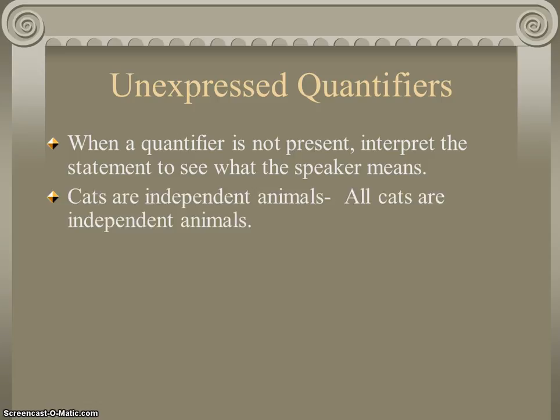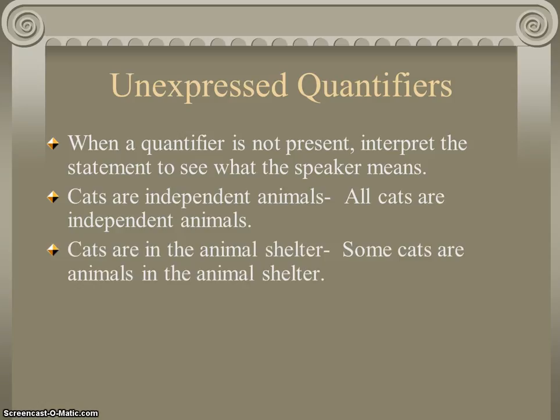So a couple examples. Cats are independent animals. Here we're asking, what does the speaker mean? That's what we have to think about. What is the speaker trying to say? So interpret the statement that we see, the speaker's meaning. Cats are independent. So he's talking about some cats, all cats, no cats. So we look at it as saying all cats. So all cats are independent animals. So we've really just clarified the quantifier that wasn't stated directly.